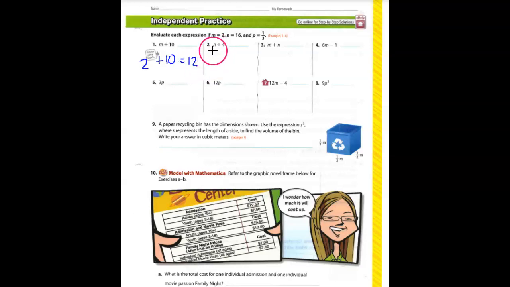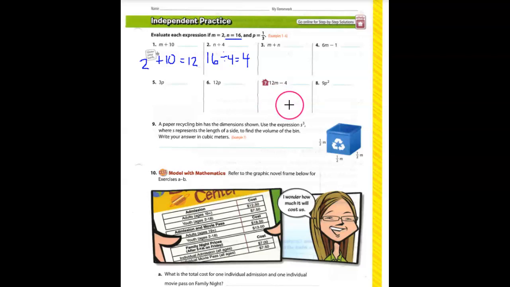For number 2, let's try it again. It says n divided by 4. So what does n equal? Well, n's up here, right? And it says n equals 16. That means I'm going to do 16 divided by 4. What is 16 divided by 4? It would just be 4, right? So I'm going to skip over to number 7. So these are pretty quick, guys, once you get the hang of it.